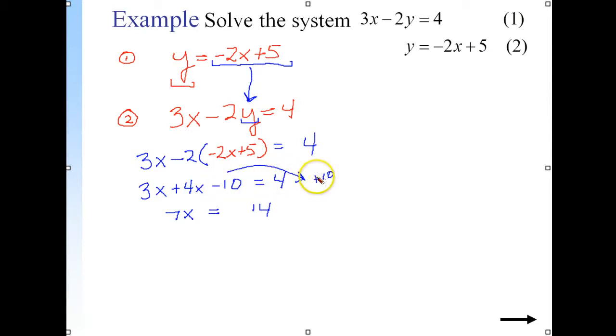So 4 and 10 make 14. Now I'm going to divide both sides by 7, and I get x equals 2. I now have one of my ordered pair members.